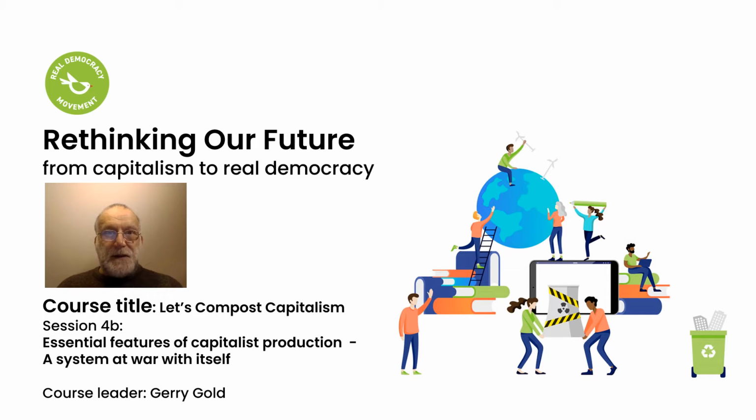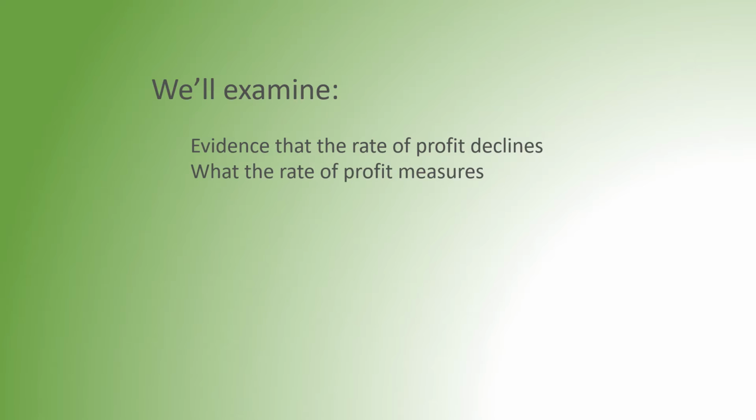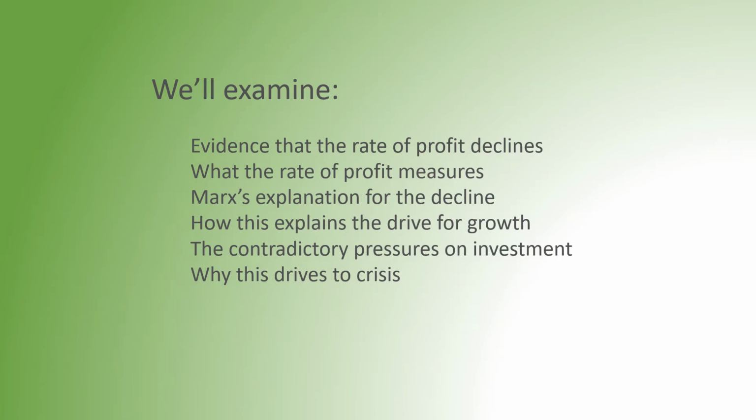Hello again. In this session, we'll be finding out why capitalist production is a system at war with itself. We'll introduce historic evidence of the decline in the rate of profit. Then we'll examine what the rate of profit actually measures, Marx's explanation for the decline, how the decline is responsible for the drive to growth, and the contradictory pressures on investment that drive the inevitability of crisis. And then we'll look at the additional impact of COVID.